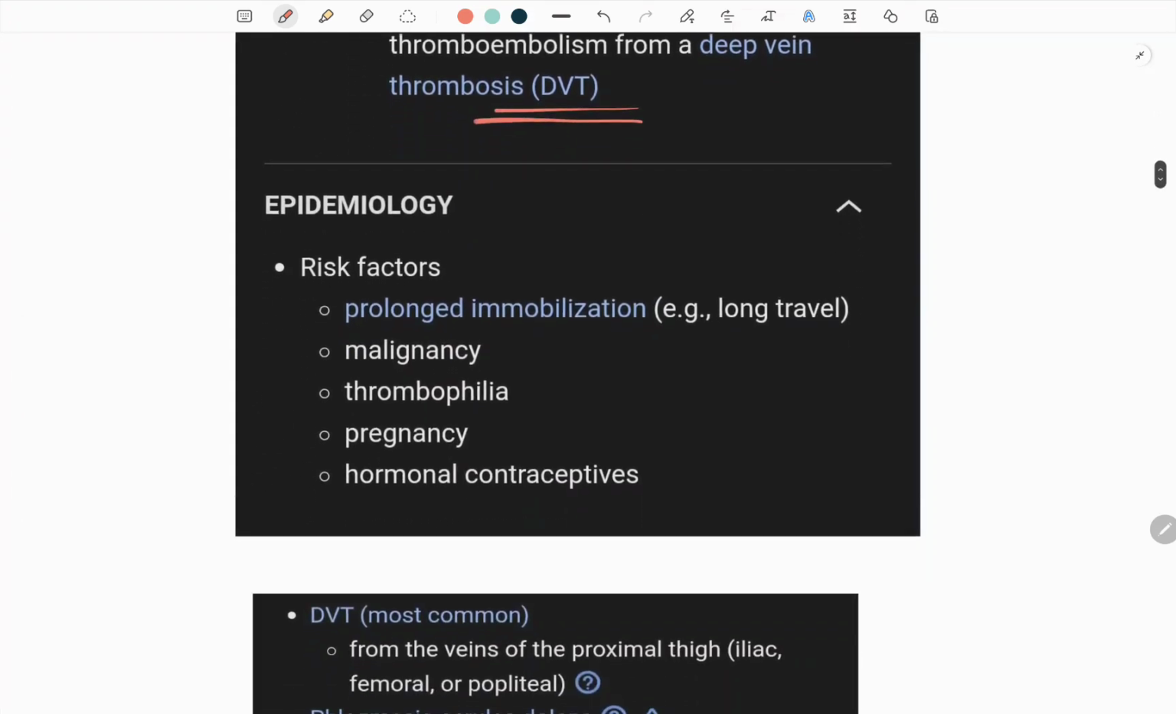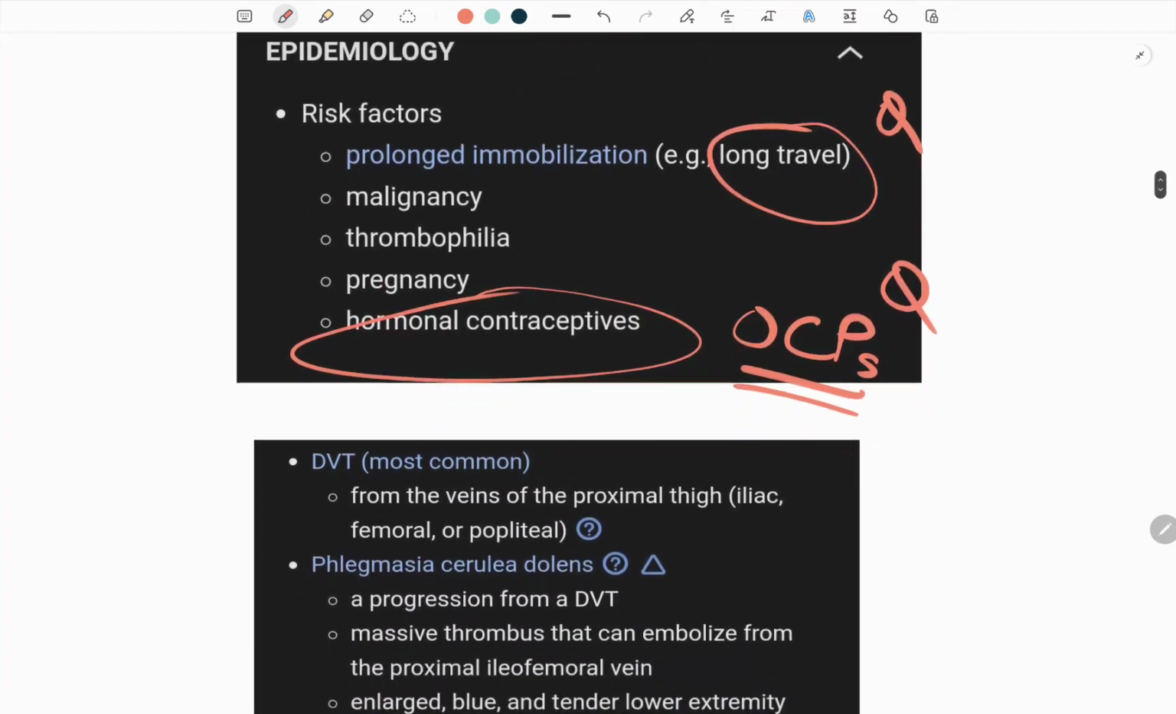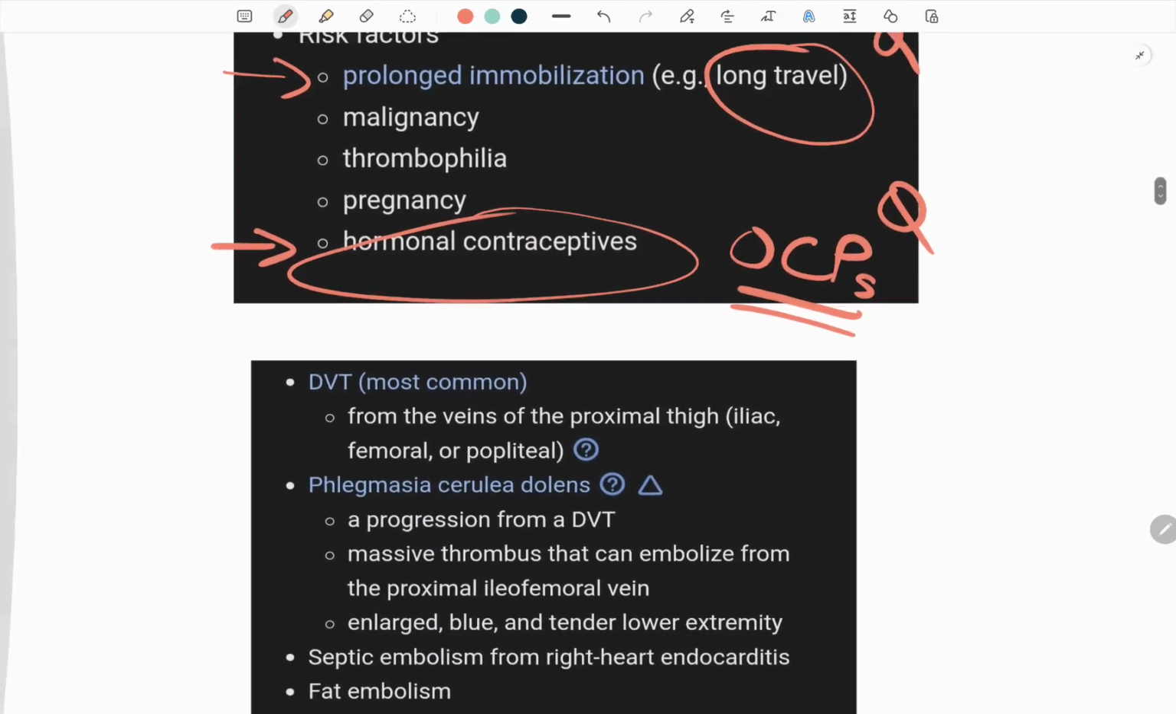Let's talk about a few risk factors. It is prolonged immobilization, long travel, as we could see in the question earlier that she traveled from China all the way to the USA for a business meeting, and there was a long travel. A malignancy, thrombophilia, pregnancy, hormonal contraceptives, or OCPs, which we could see in the question that the patient was taking. The patient was on oral contraceptive pills.